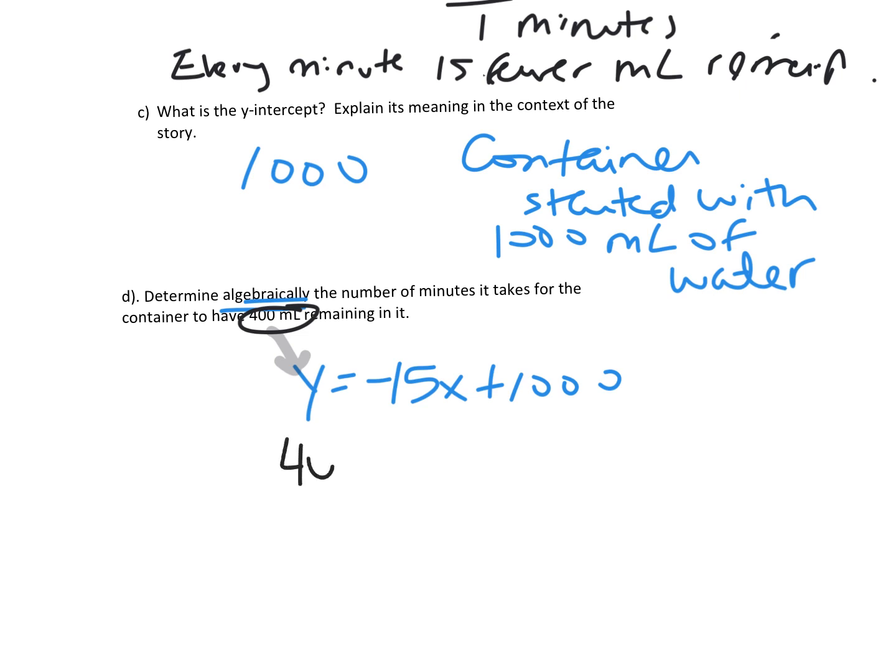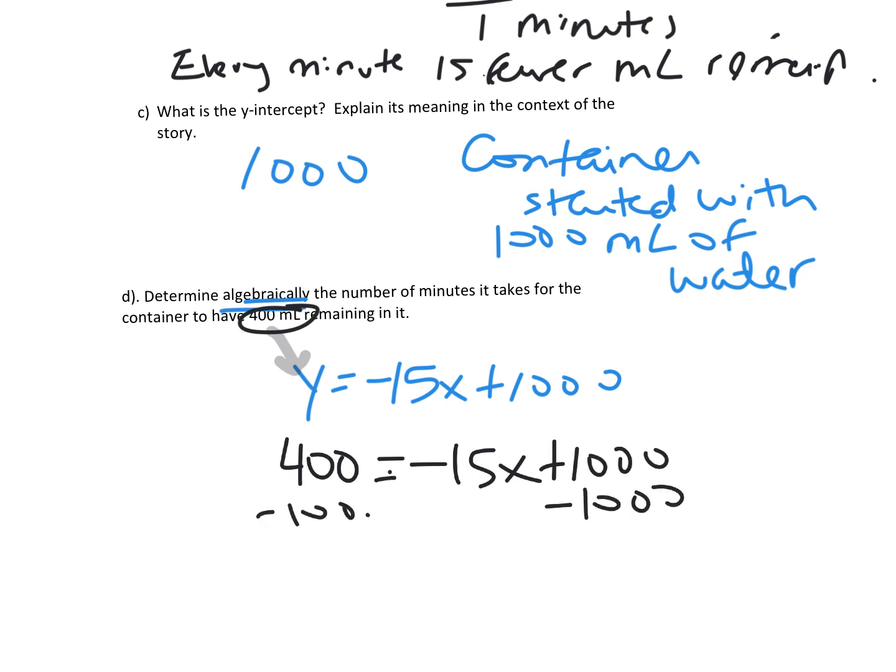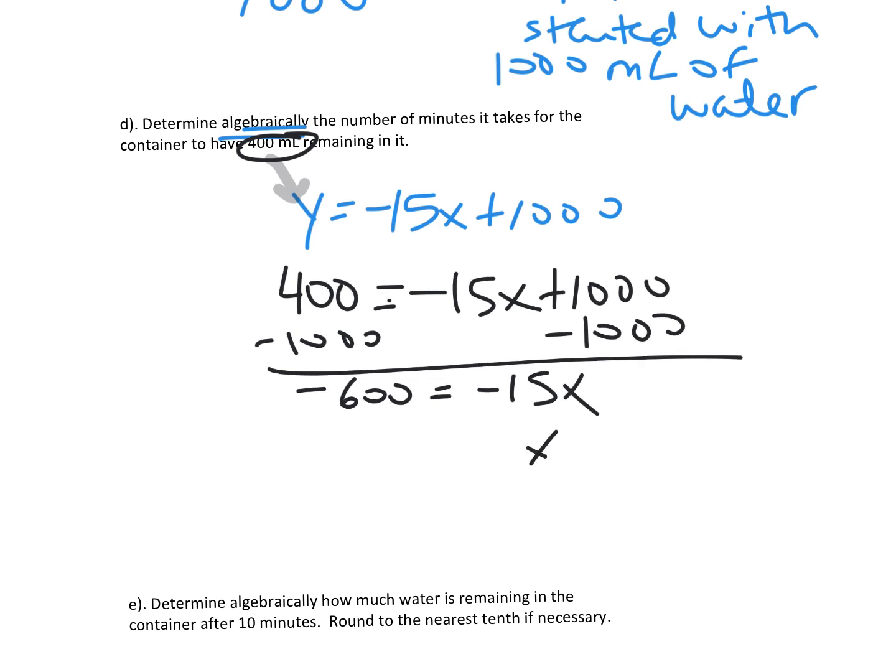So I'm going to say 400 equals negative 15x plus 1,000, and you solve your equation. So I'm going to subtract 1,000. I have negative 600 equals negative 15x. So when I divide by negative 15, x equals 40. So that means it takes 40 minutes for 400 milliliters to be in the container.